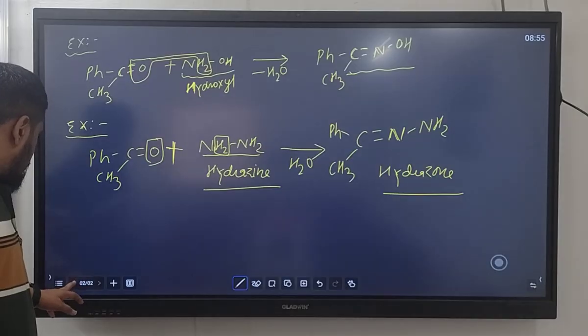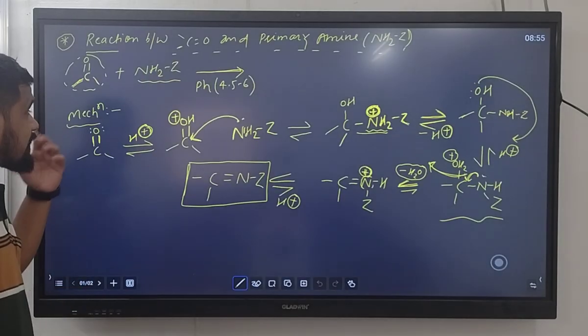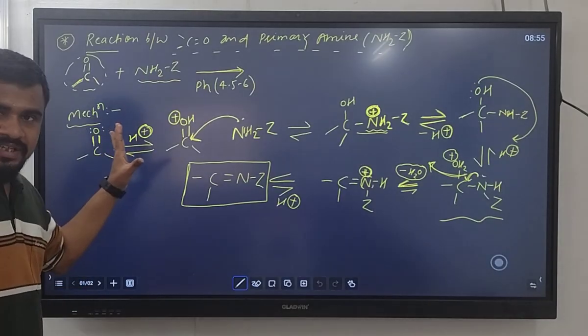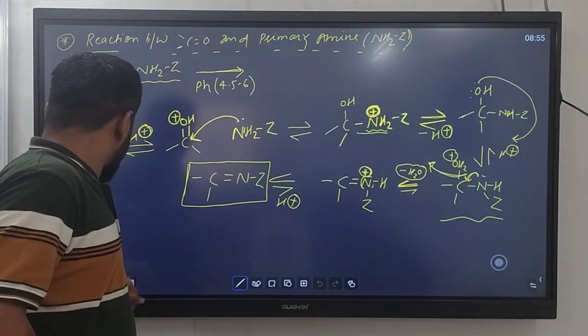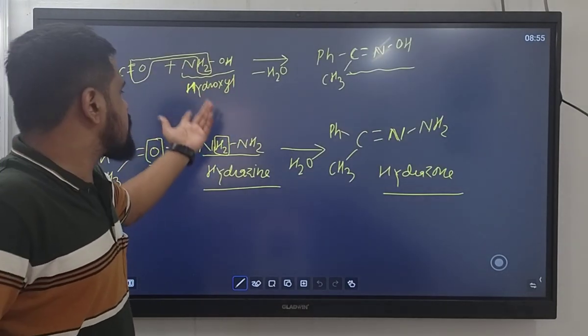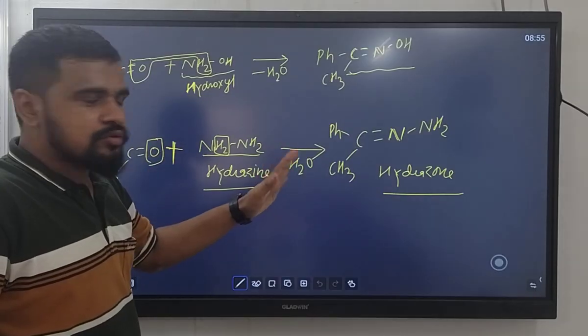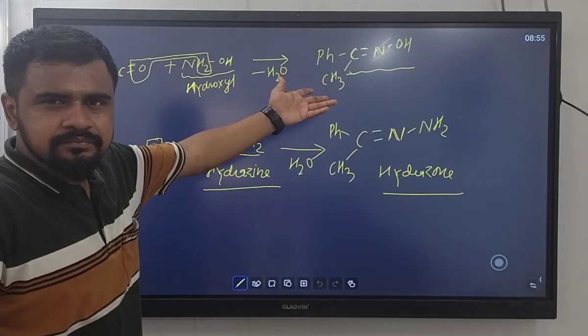I hope you have cleared all the concepts and all the steps of the reaction mechanism. This is the mechanism and this is a shortcut trick to handle this type of question. Just remove H2O and the product will be obtained.